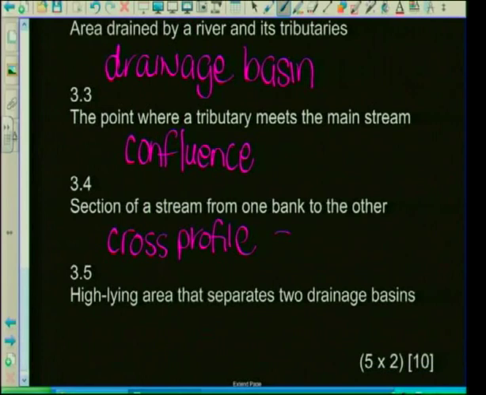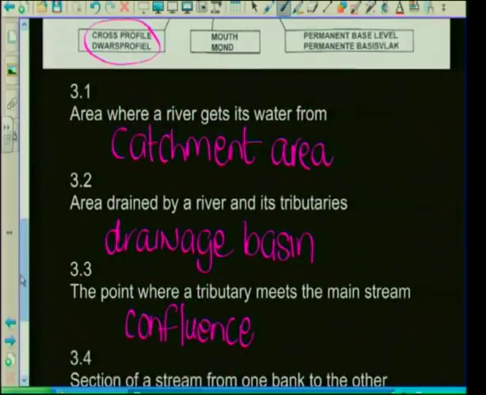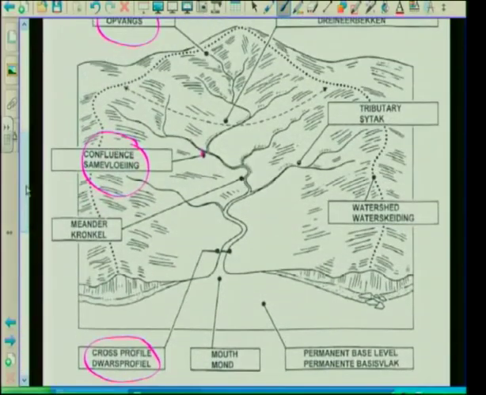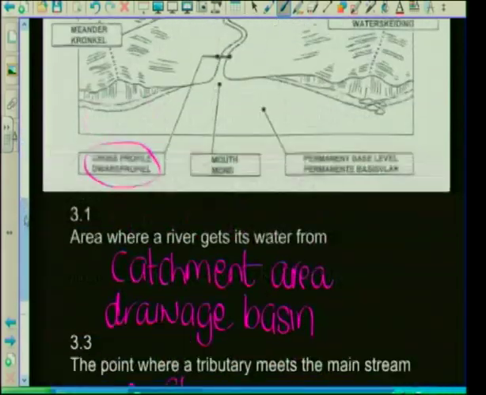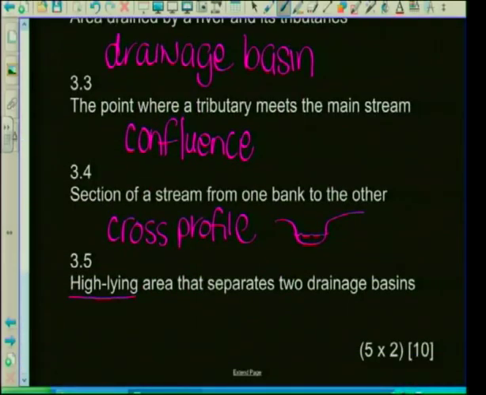Okay, you are literally looking at that stream from the one bank to the other, and there would be the water that flows within your stream. Lastly, a high-lying area that will separate 2 drainage basins is our watershed. So watershed, high-lying area is the key word there. And the answer for 3.5 is therefore a watershed.